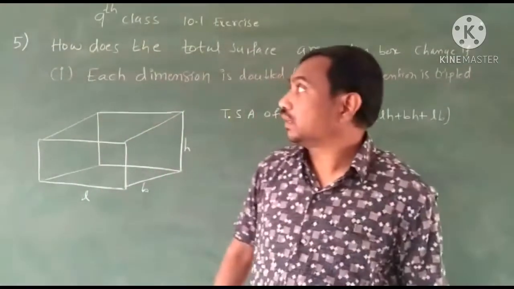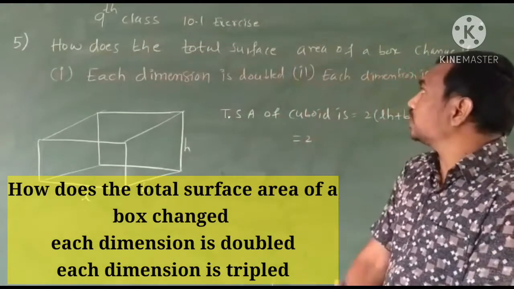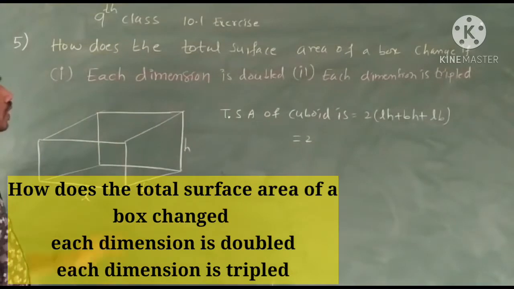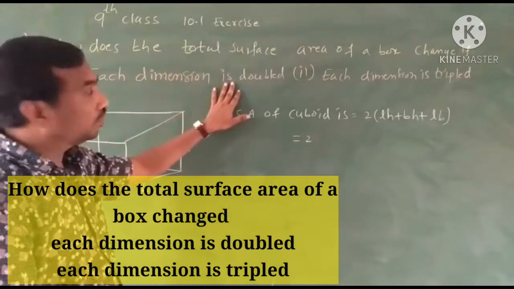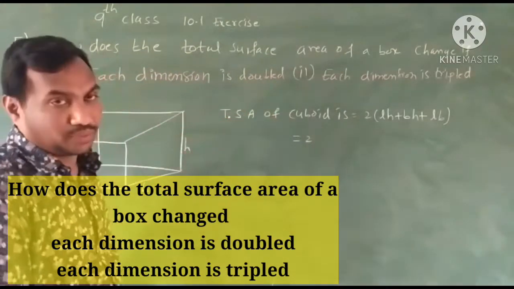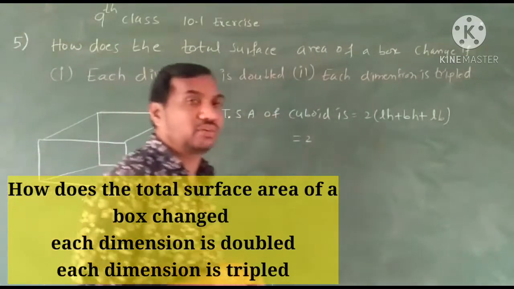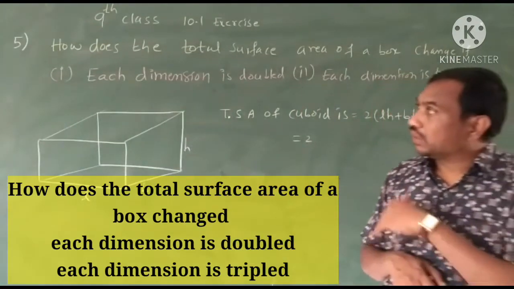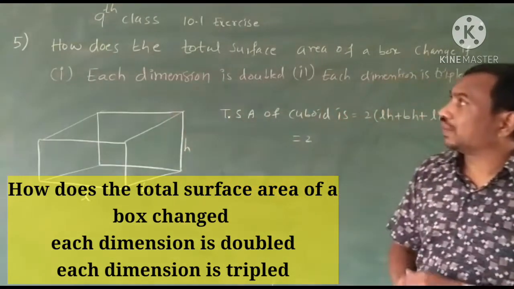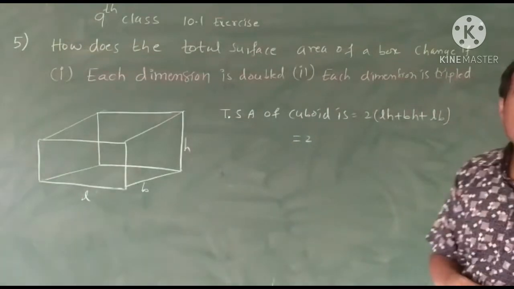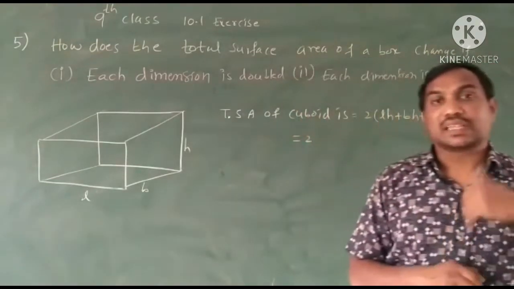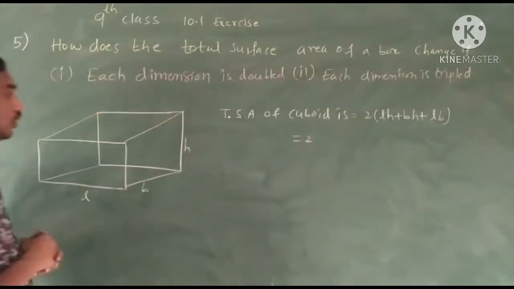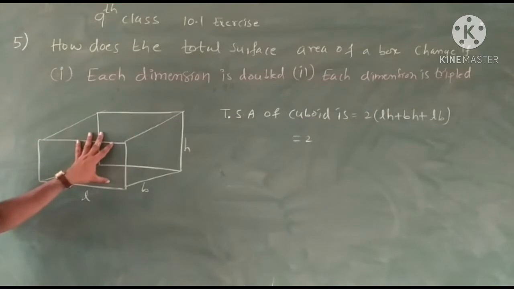Now the fifth question. It is given: how does the total surface area of a box change if each dimension is doubled? Second one, each dimension is tripled. Generally, a box is in the shape of a cuboid. Here it is given that if each dimension is doubled, then how will the total surface area change? Okay, so generally I am taking a cuboid.